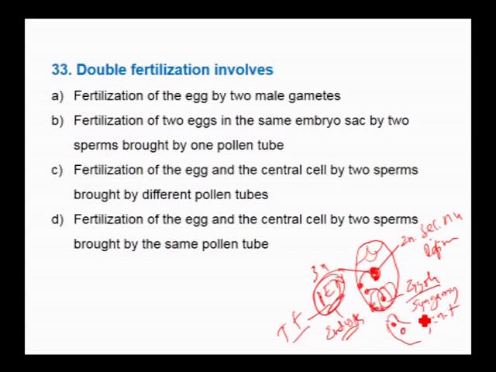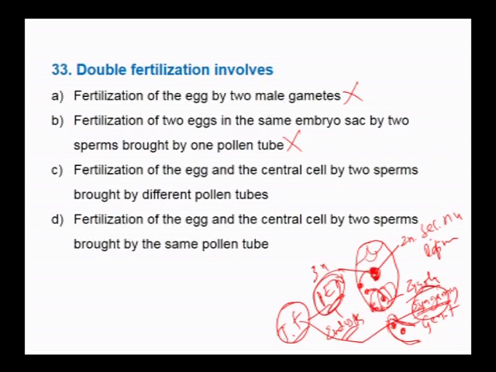Formation of zygote is called syngamy. Syngamy and triple fusion together constitute double fertilization. But here the gametes are carried by a single pollen tube. Fertilization of the egg by two male gametes: the egg is fertilized by just one gamete, therefore this is a wrong statement. Fertilization of two eggs: we don't have two eggs, therefore wrong statement.